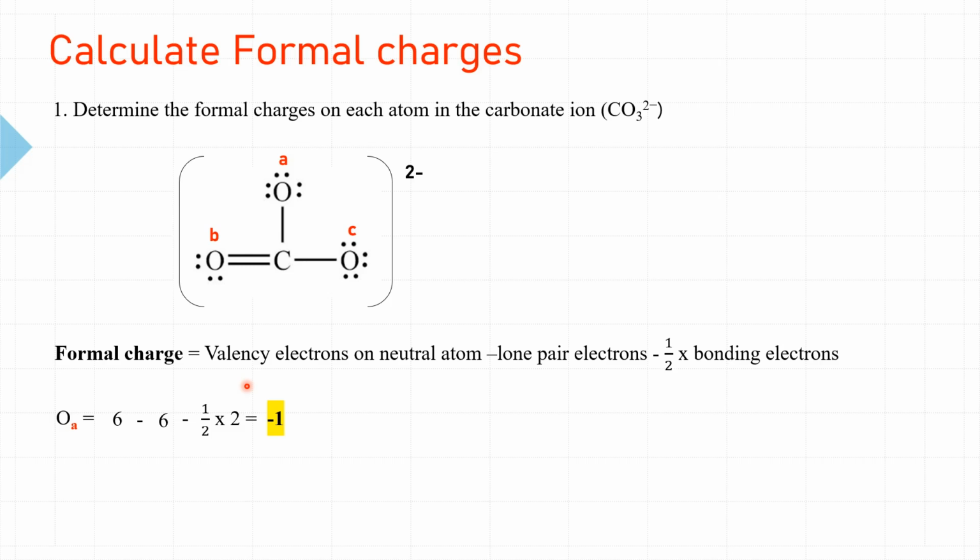Single bond means 2 electrons. So if you solve this, you can see 6 minus 6 is 0. 0 minus half times 2 is negative 1. So the top oxygen, or A oxygen, has a negative 1 charge.